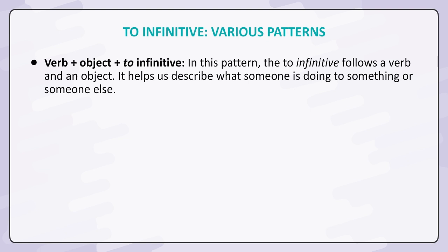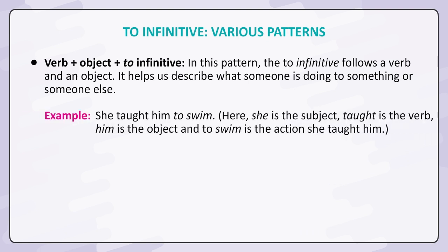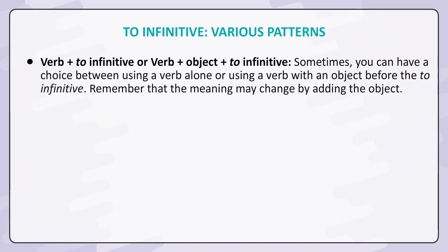Verb plus object plus to infinitive. In this pattern, the to infinitive follows a verb and an object. It helps us describe what someone is doing to something or to someone else. Example: she taught him to swim. Here, she is the subject, taught is the verb, him is the object, and to swim is the action she taught him.